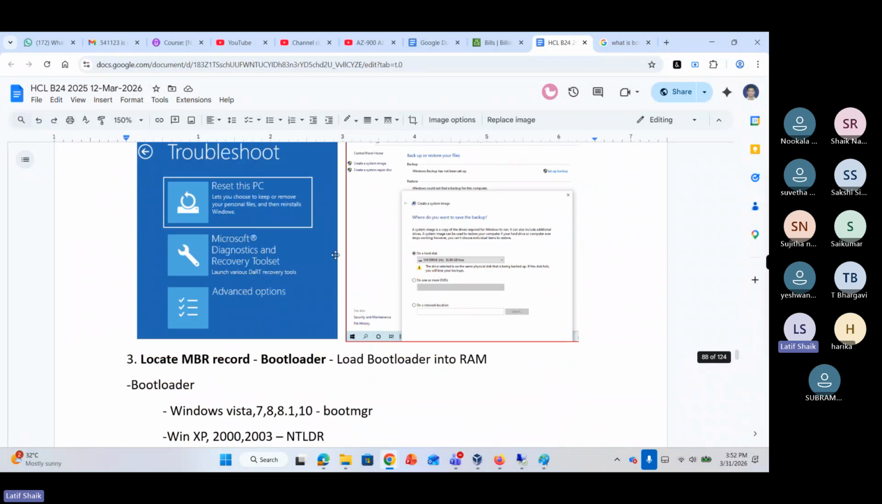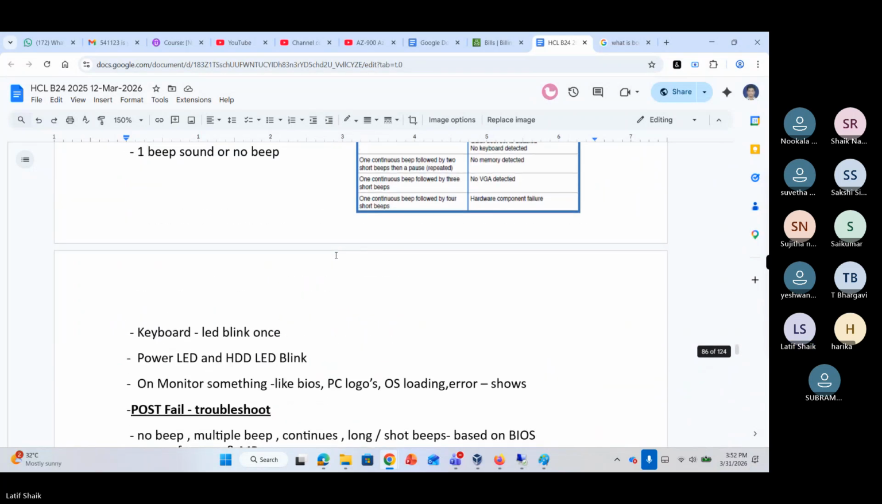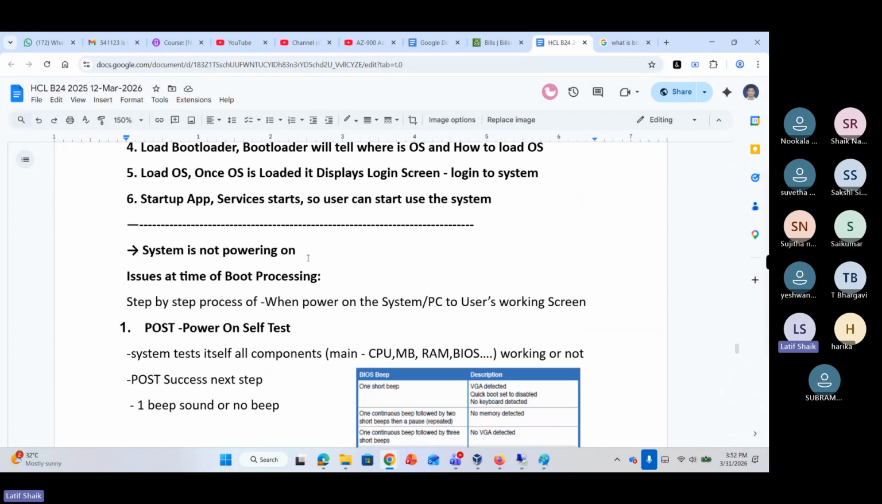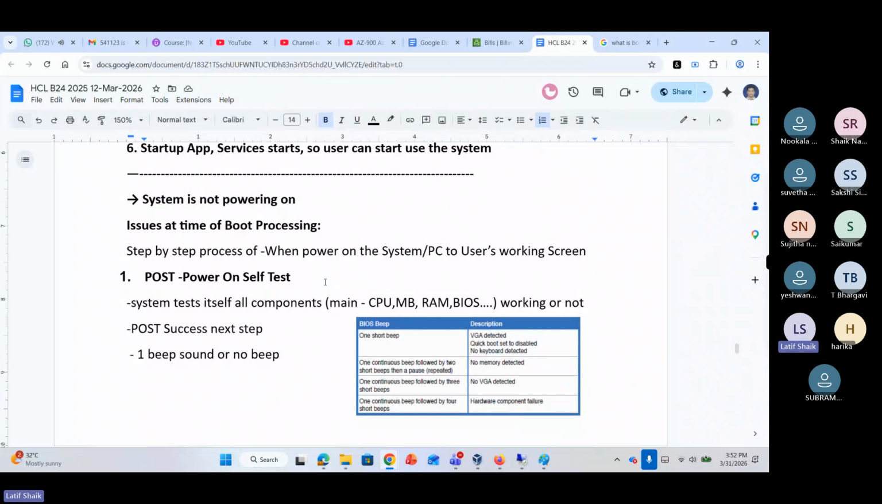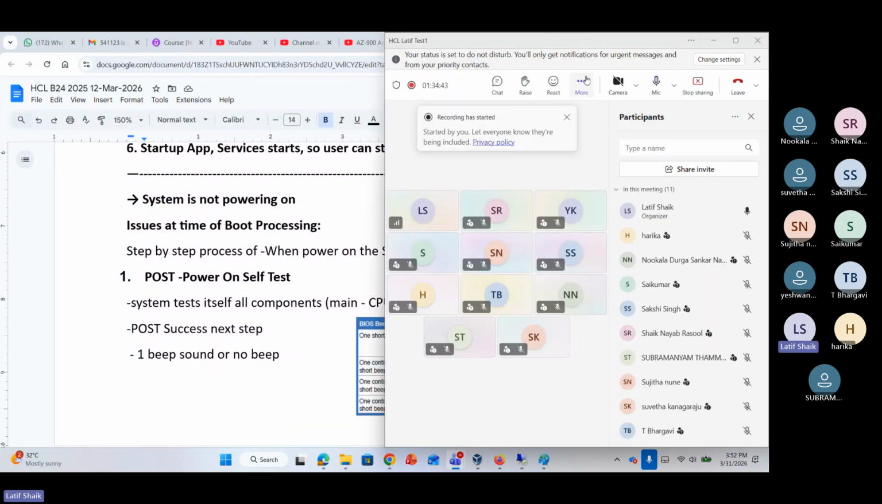So where are we? Boot process like this. At the time of booting, different issues will occur. So based on that, we'll discuss. Now take a small break and we'll continue.